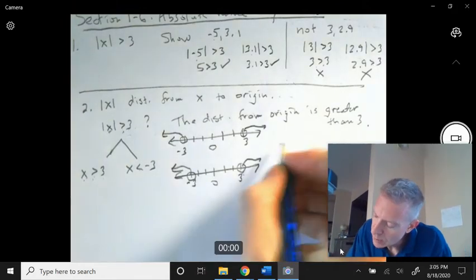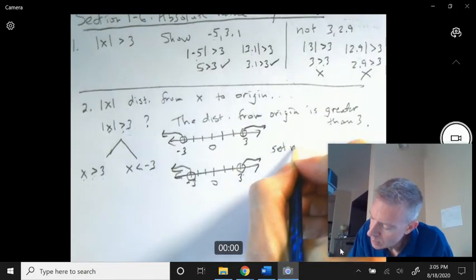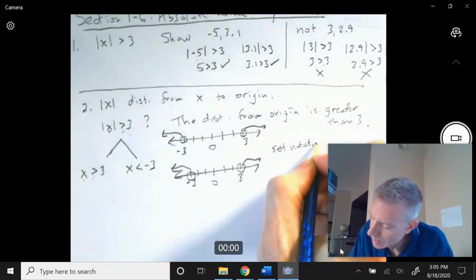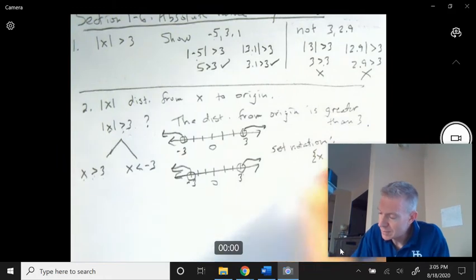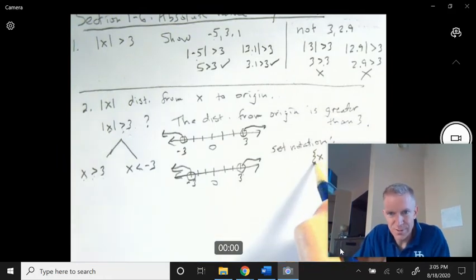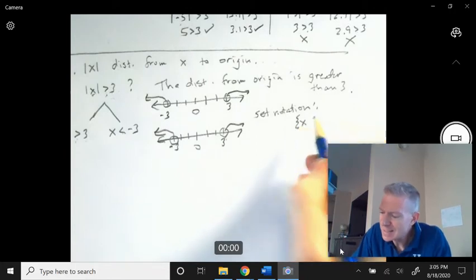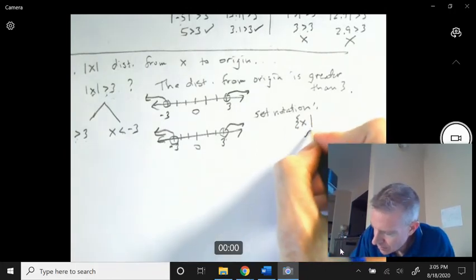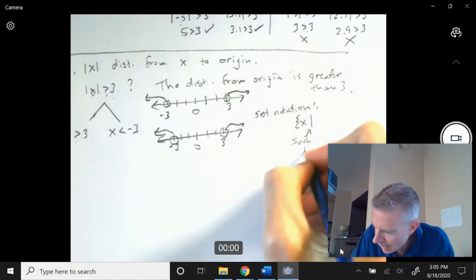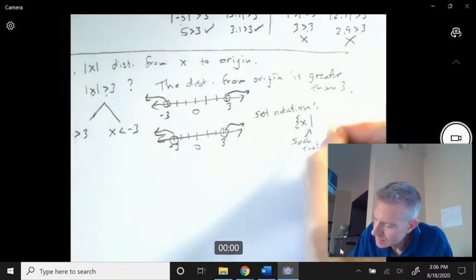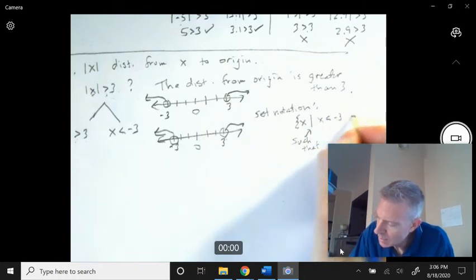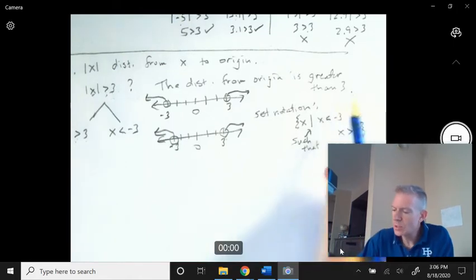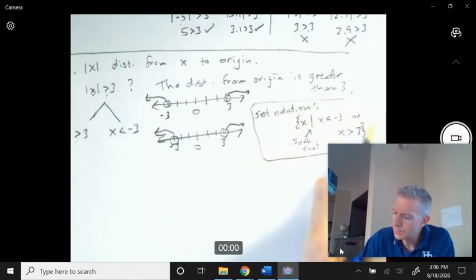Now let's talk about notation. Set notation for this solution set says the set of all x, with a brace here, where this symbol means such that, x is less than -3 or x is greater than +3. That's called set notation for this particular set.